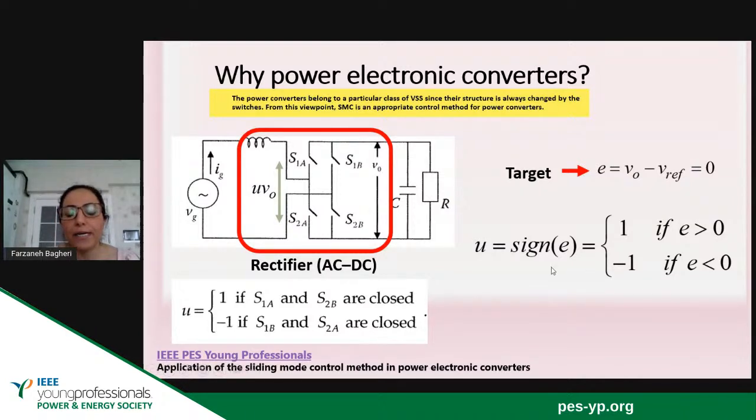So if you compare the sign function, which is the relay control of the sliding mode control, with the control input of a power electronic converter, you can see that both of them are similar. That's why I can say that sliding mode control is an appropriate control method for power electronic converters. It means that I can directly apply this relay control to the switches, and the power electronic converter will work very easily. That's why we like to use sliding mode control for power electronic converters.